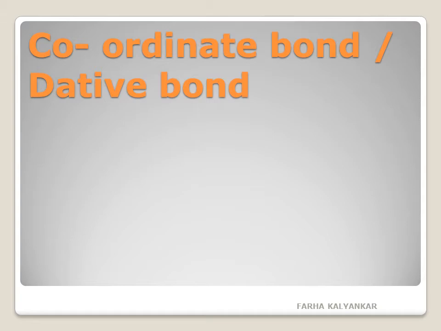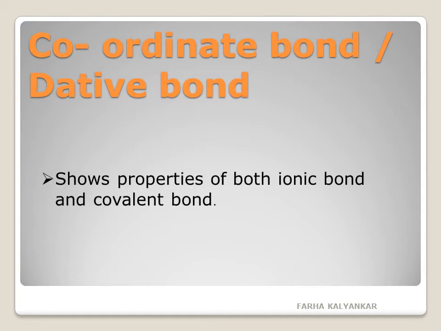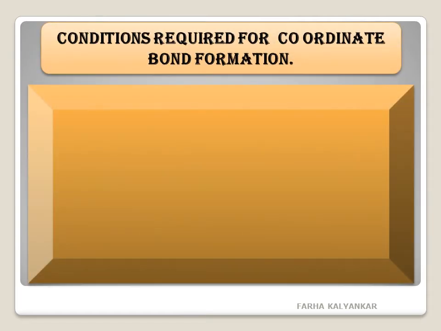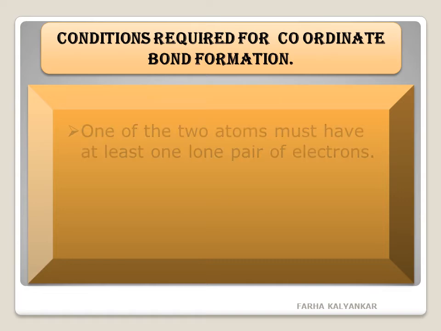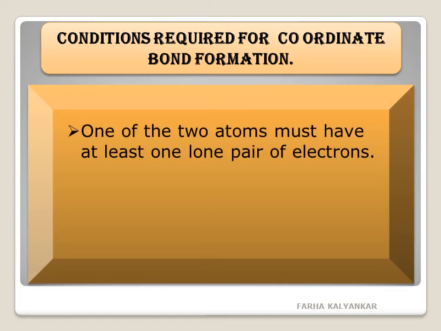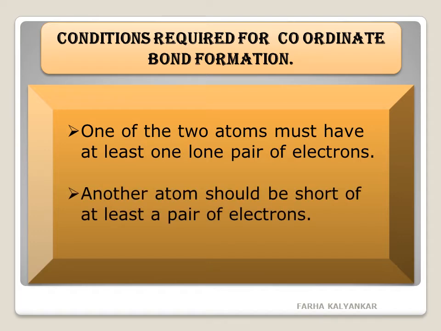A coordinate bond is also called as dative bond, as it shows the properties of both ionic bond and covalent bond. Conditions required for coordinate bond formation is one of the two atoms must have at least one lone pair of electrons, whereas another atom should be short of at least a pair of electrons.